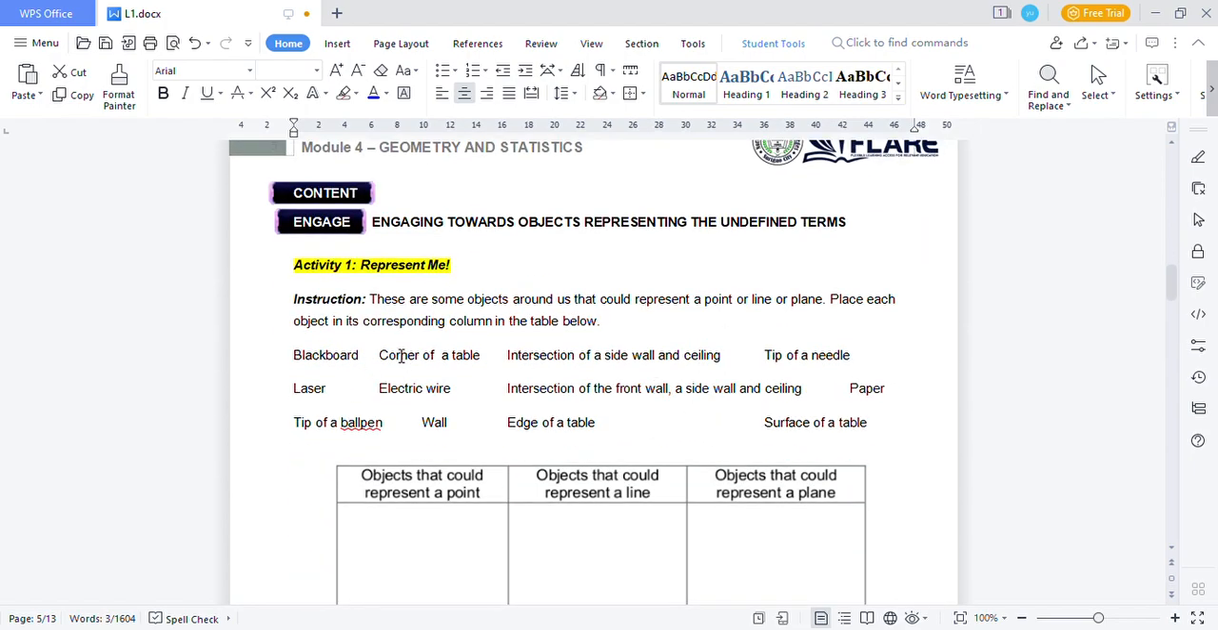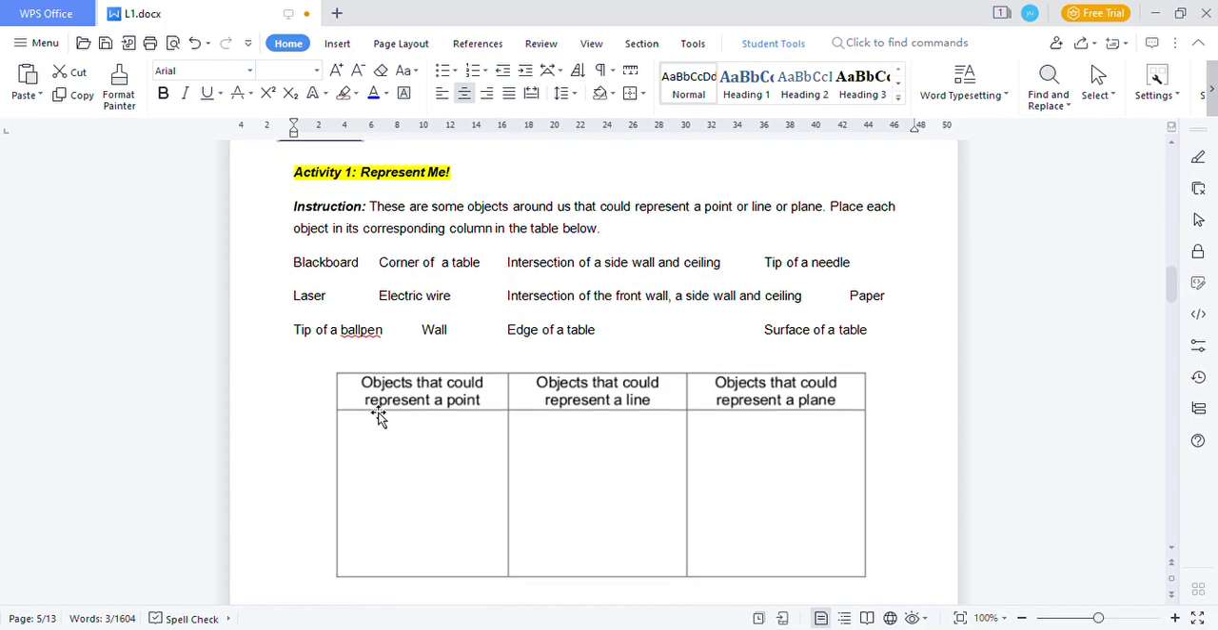Now we have here an activity that talks about engaging towards objects representing the undefined terms. So these are some objects around us that could represent a point, or a line, or a plane. So place each object in its corresponding column in the table below. We have here the blackboard, the laser, tip of a ball pen, a corner of a table, electric wire, and wall. And then we will have to put these in here.